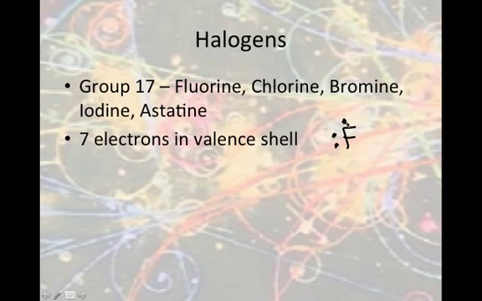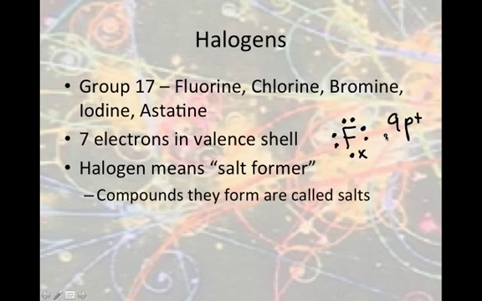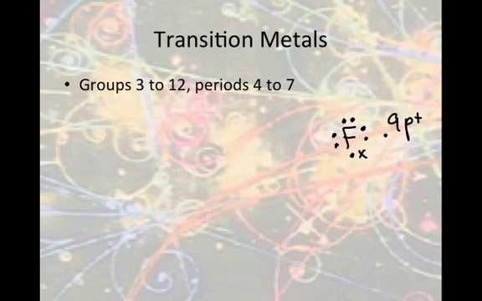So here's fluorine. Fluorine has a very tiny atomic radius because it has a nuclear charge of 9 protons and only 2 electrons shielding the inner ring, with these 7 electrons floating about the outside. So if we had one more, fluorine would be like a noble gas, and it would be much more stable. So it does everything it can to steal that electron from somewhere else. Halogen means salt former, and these elements were called halogens because they're found in salts. The compounds that they form when they react with metals are called salts.